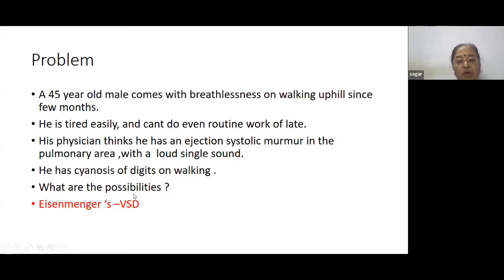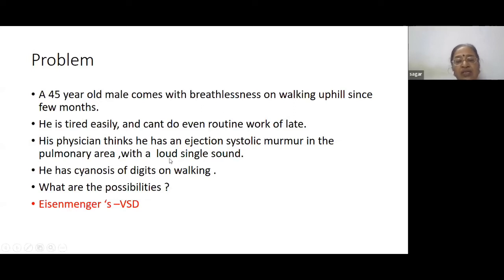Okay, so the possibility is that you get an Eisenmenger's VSD, where the second sound will become single because the same pressure is there on the right and left side. Both A2 and P2 are closing at the same time. So you will get a single second sound, unlike in an ASD with pulmonary artery hypertension, where the S2 will be split narrow, but it is still fixed. Here it becomes a single sound. So this is how an Eisenmenger's VSD will present.